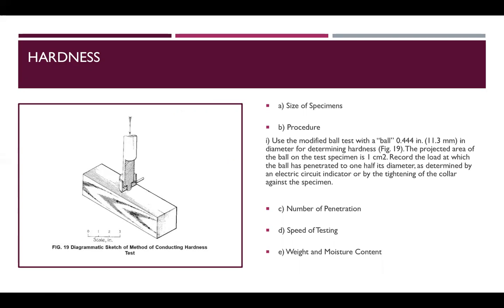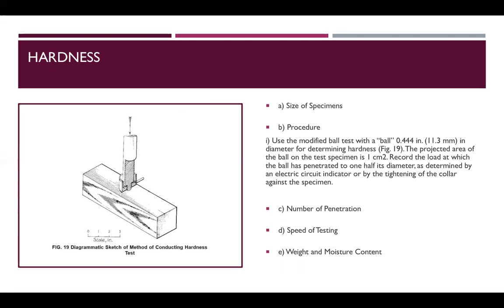And for the number of penetrations, 2 penetrations will be made on tangential surfaces, 2 on the radial surfaces, and 1 on each end. So for the speed of testing, the load shall be applied continuously throughout the test at the rate of motion of the movable crosshead of 0.25 inches or 6 millimeters per minute.